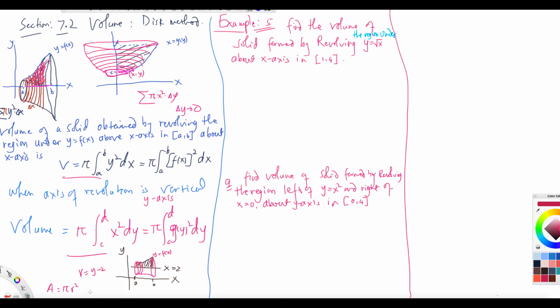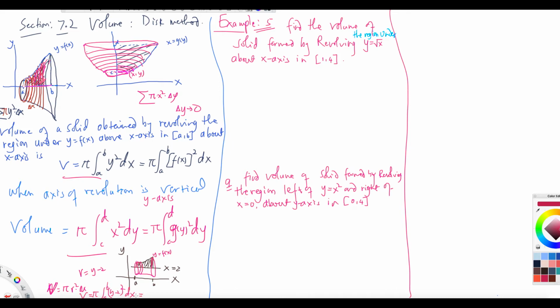So the area will be pi r squared, and then times delta x, the thickness of the disk. So the volume of that disk will be pi r squared times delta x, right? So what will be the volume of the total solid? That will be the summation of the volumes of the tiny disks, that will be pi times the integral from a to b. What is the radius? The radius is y minus 2. So y minus 2 squared dx, right? You can think like that. That will be the total volume.